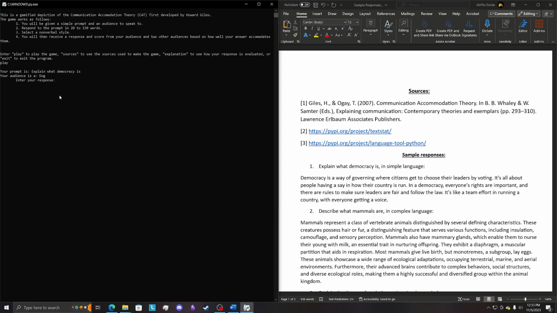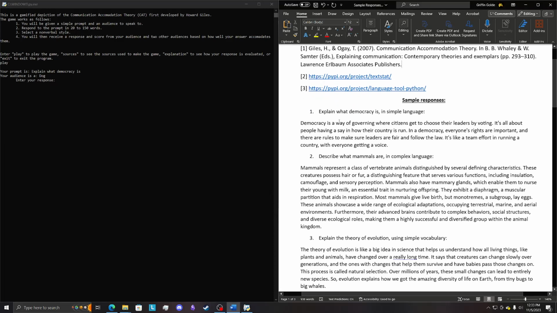So here we are going to explain what democracy is to a dog. So over here on this Word doc, I have a bunch of pre-generated sample responses that I can quickly copy and paste. Some of these were generated by ChatGPT just so I could ensure a reproducible level of vocabulary and style. So here we're going to copy and paste our response to explain what democracy is.